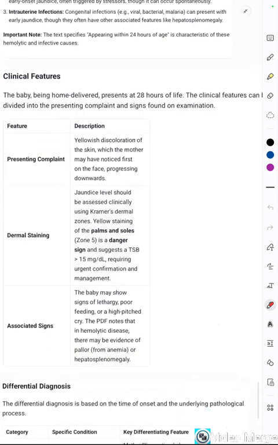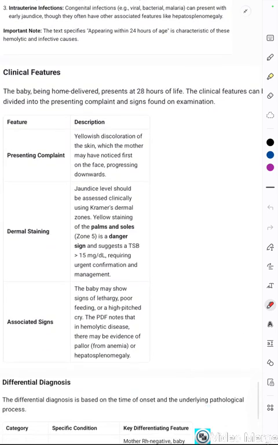Then the clinical features. The presenting complaint will be yellowish discoloration of the skin, and it will be cephalocaudal in presentation. Dermal staining can be seen by visual assessment of the Kramer zones. If it involves the head and the neck region, then the serum bilirubin level will most likely be between 5 to 7. If it involves the chest and the trunk, then 7 to 9. If it involves the lower abdomen and the thigh, it will be 9 to 11. 11 to 13 in case of legs and forearms, and if it involves the palms and soles, then it is 13 to 15 or more than 15. That shows the danger sign.